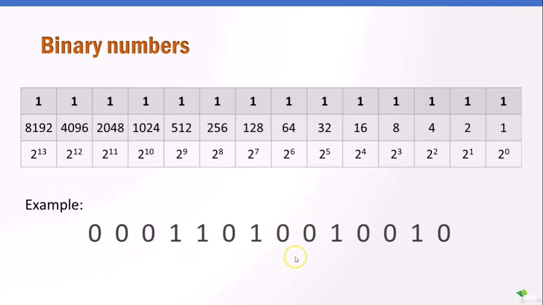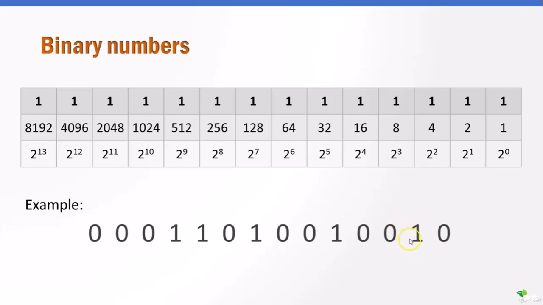So here is a binary number. Now I'm reading from right to left. It's 0, 1, 0, 0, 1, 0, 0, 1, 0, 1, 1, 0, 0, 0. So what's the value of this binary number in decimal format? In order to calculate that, we're going to look at the values of ones in this binary number.